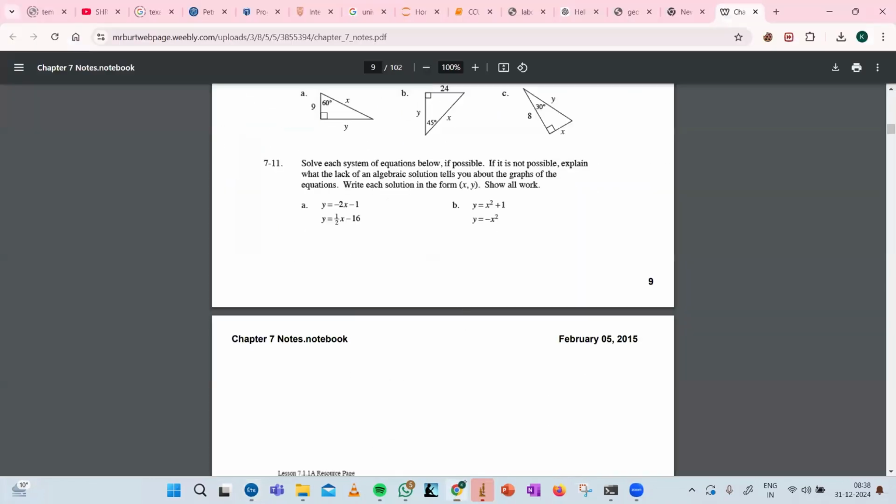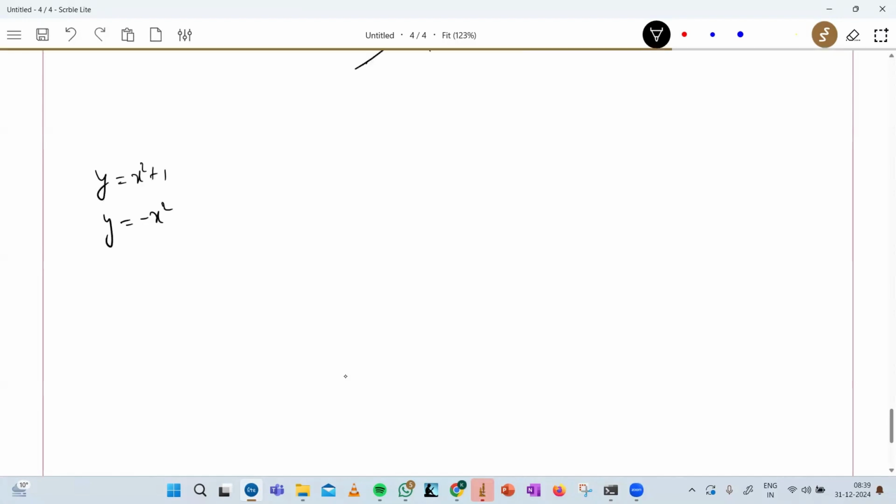Similarly, we have another problem here, which is this one. Now this is not a linear equation. As of now, we had linear equations. What we have here is y equal to x square plus 1 and y equal to minus x square. First, as usual, tell me the solution. Then we will see how to make the graph.